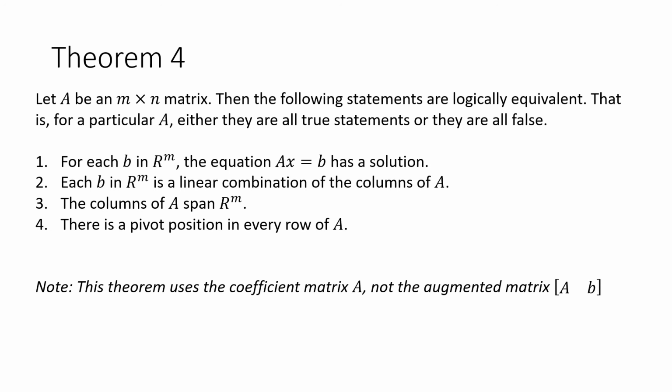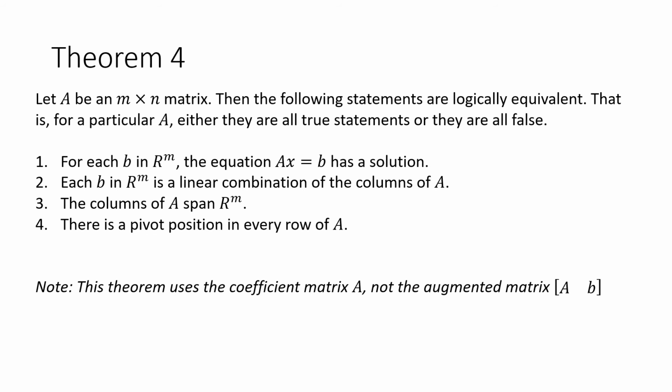So this leads us to theorem 4, which sums up some of the stuff that we've seen. If we have A being an m by n matrix, then the following statements are logically equivalent. Now, what do I mean by this? When we say that they're logically equivalent, what this means is that either all of these statements are true for a given A, or they're all false. You can't pick that some are true and some are false. It means that the 4 statements are essentially the same thing. That if one of them is true, then they're all true.